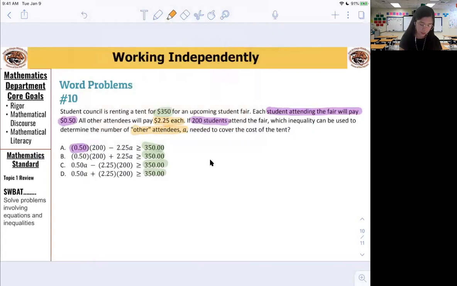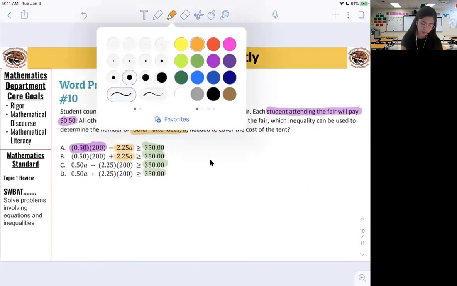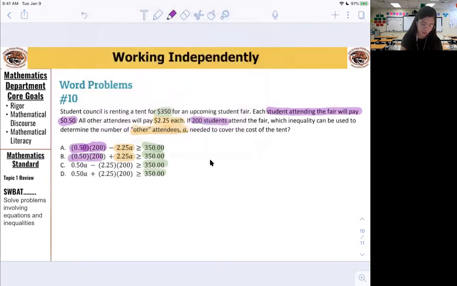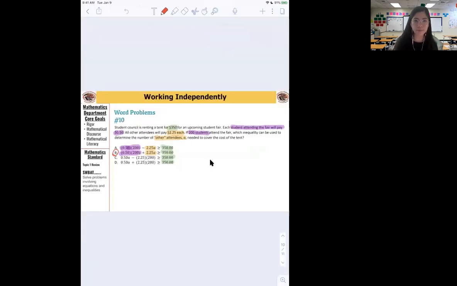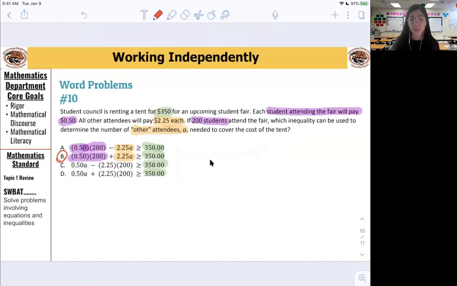So if you match it correctly, the 50 cents goes with the 200 and the 2.25 goes with the A. So right now, answer choice A and answer choice B have the correct matching. The last thing I have to notice is, am I adding those two values or am I subtracting those two values? Well, if you're trying to make those two values add up to $350, you better be adding them, not subtracting them. So that is why B is my final answer. So that is the end of all of the problems that I'm going to go over.